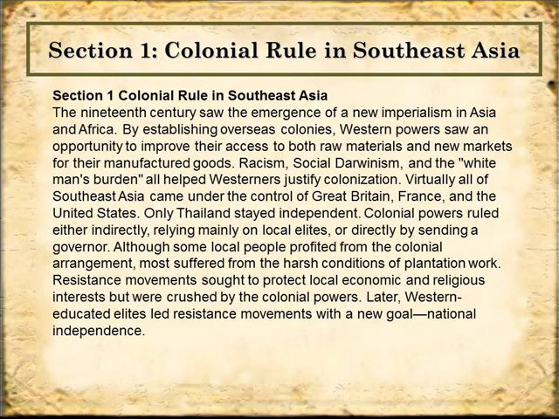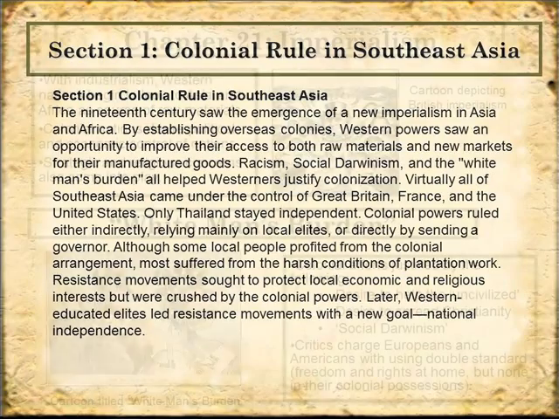Only Thailand stayed independent. Colonial powers ruled either indirectly, relying mainly on the local elites, or directly by sending a governor. Although some local people profited from the colonial arrangement, most suffered from the harsh conditions of plantation work. Resistance movements sought to protect the local economic and religious interests, but were crushed under the colonial powers. Later, Western educated elites led resistance movements to a new goal of national independence. So, when we are looking at these concepts, the ones that it's describing here, of course, are from section 1 of your book.